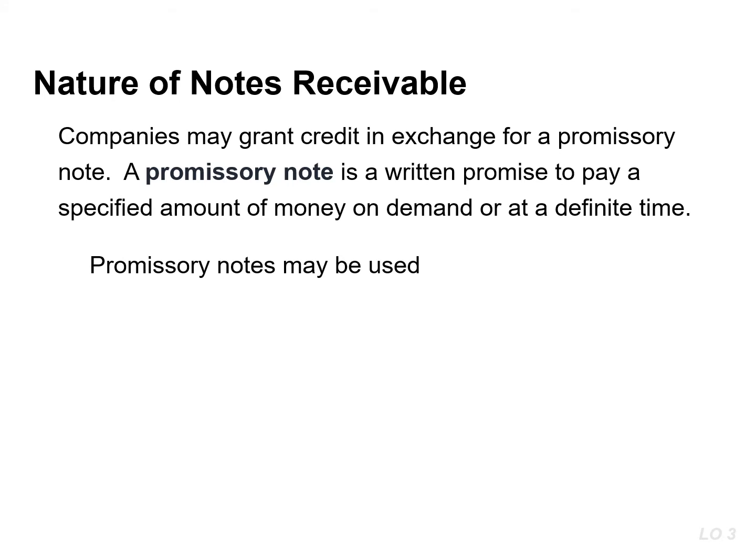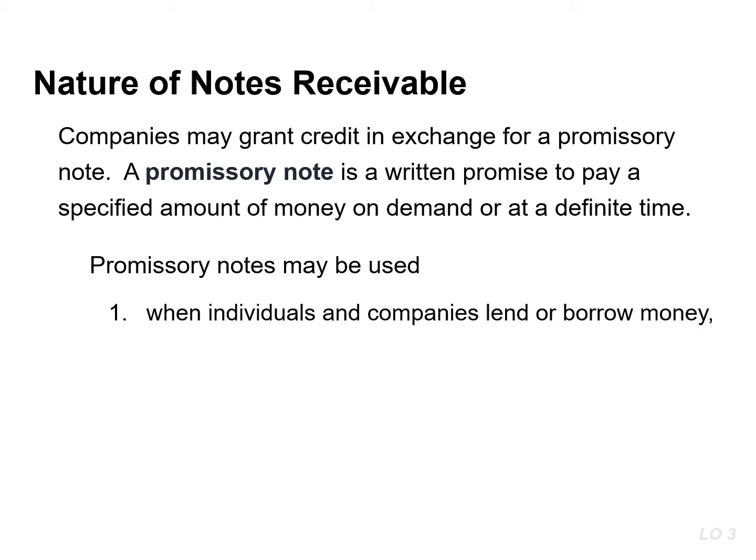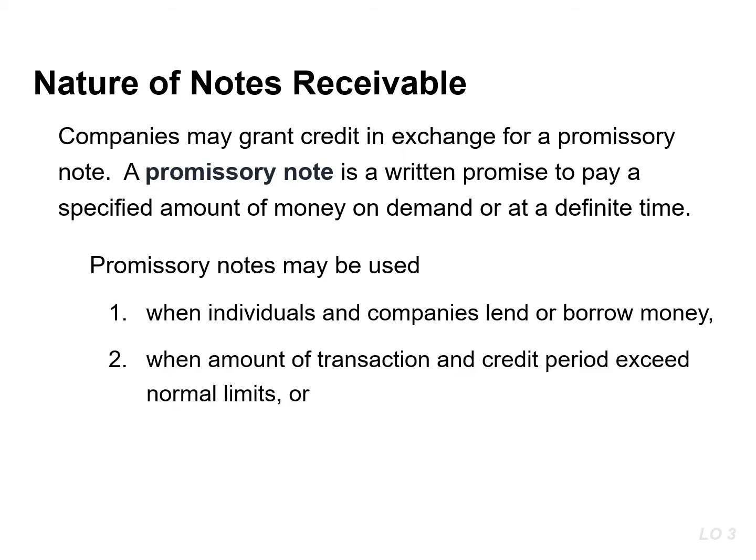Promissory notes may be used when individuals and companies lend or borrow money, when the amount of the transaction and the credit period exceed normal limitations, and in settlement of accounts receivable for customers who need to extend the payment. The majority of notes, however, originate from lending transactions.